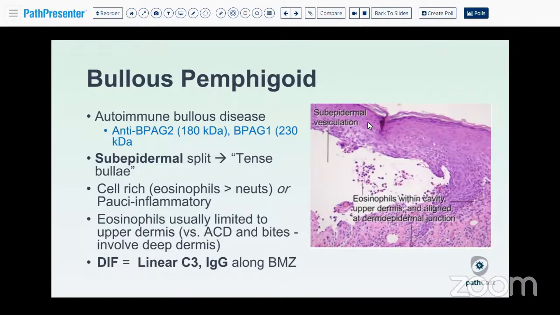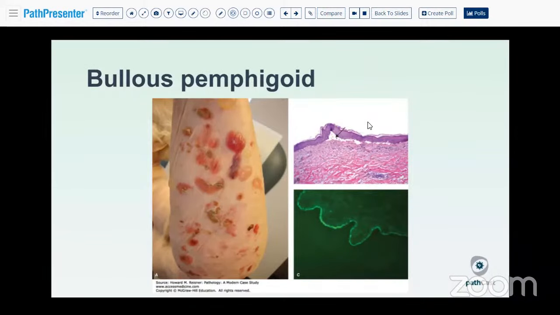The inflammatory component can be either cell-rich, often more eos than neutrophils, or it can be pauci-inflammatory, so variable inflammation in bullae. The eosinophils are usually toward the upper epidermis. That helps us distinguish it from bullous allergic contact dermatitis and bullous arthropod assault that tend to have a deeper inflammatory infiltrate. On DIF, we see linear C3 and IgG along the basement membrane zone. Here is bullous pemphigoid. Clinically, again, those intact, tense bullae compared to the erosions and occasional bullae that we saw in pemphigus. And on pathology, subepidermal split with eosinophils and neutrophils, linear IgG and C3 at the dermoepidermal junction.